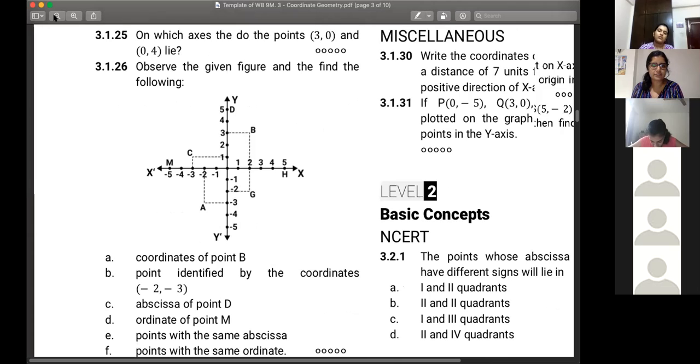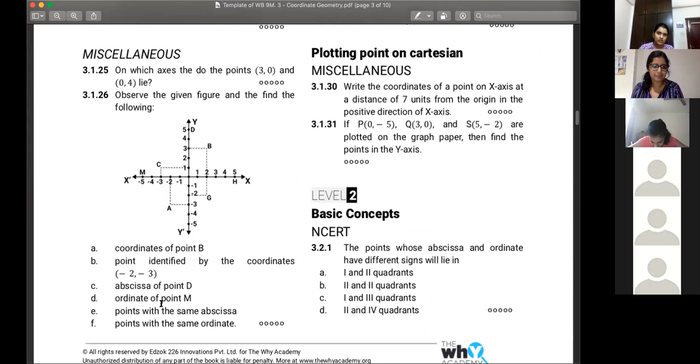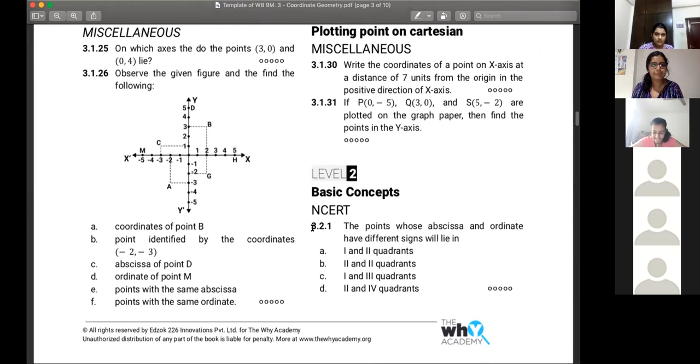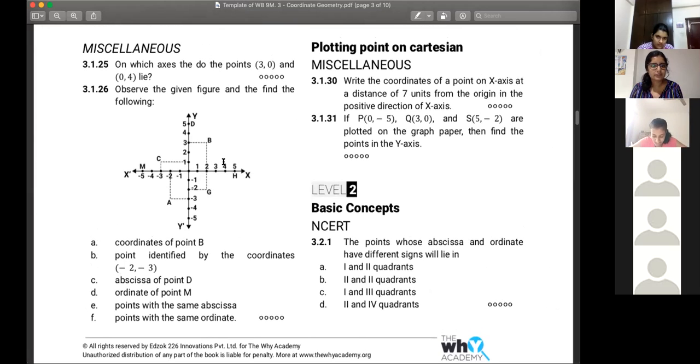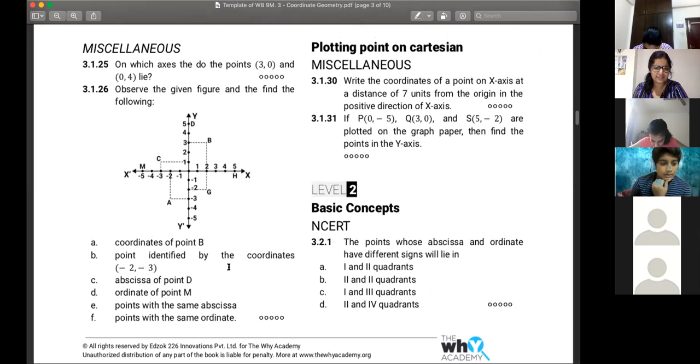All these questions are the same thing. Okay, Sujal. Yes, ma'am. In 3.1.26, what is the abscissa of point D? Where is D? Ma'am, point D is on the top, like next to Y. Oh, 5. Right. Very good. Ma'am, abscissa of point D is 0. Correct.